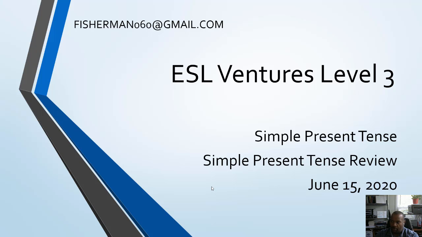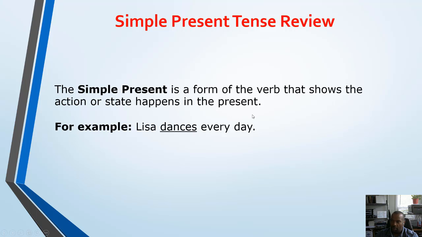I'm going to follow this pattern where we talk about the tense that we're going to learn about, and then we do a quick review to remind ourselves what that tense is. So the simple present tense is a form of the verb that shows the action or state happens in the present, right? Things that are going on right now.